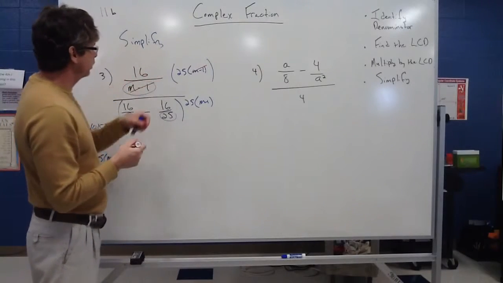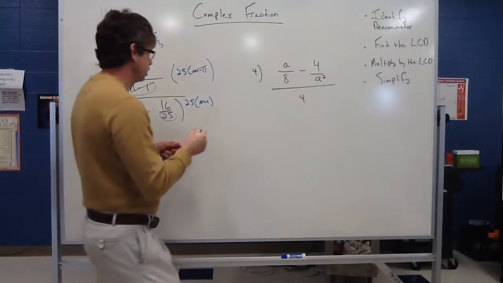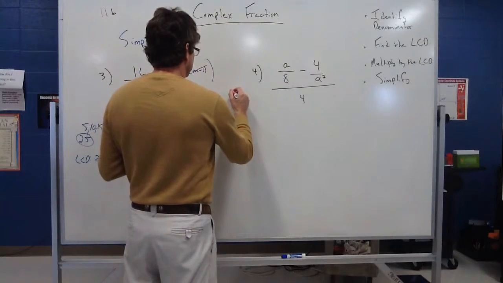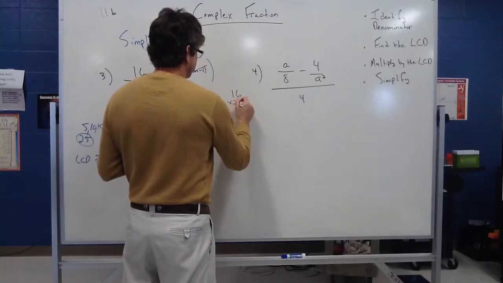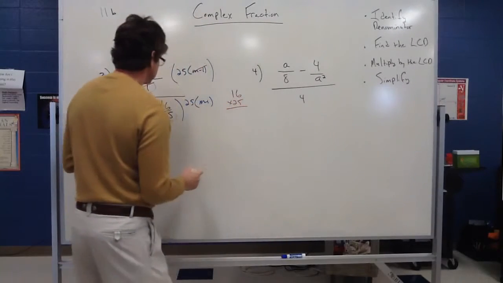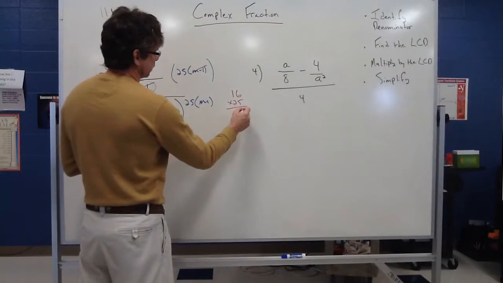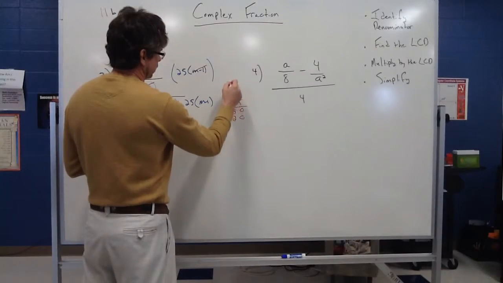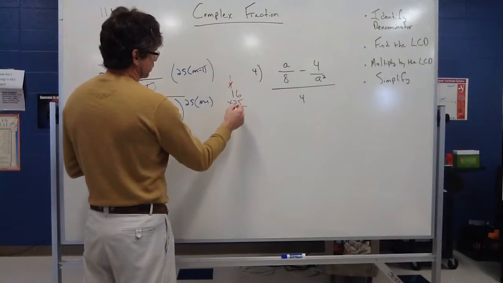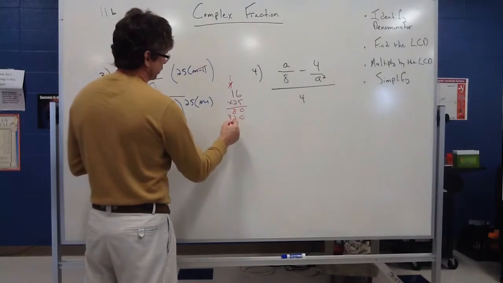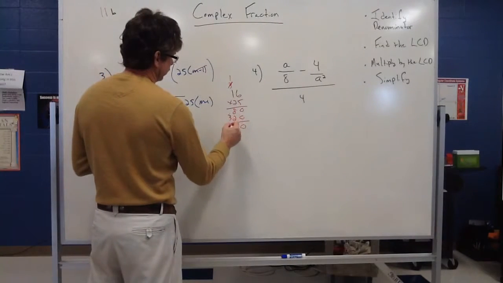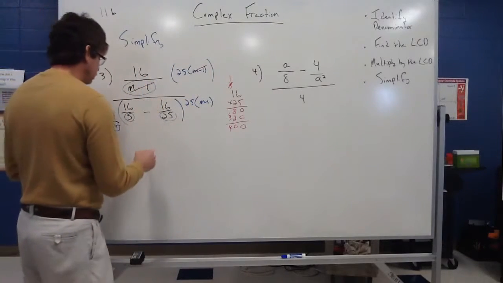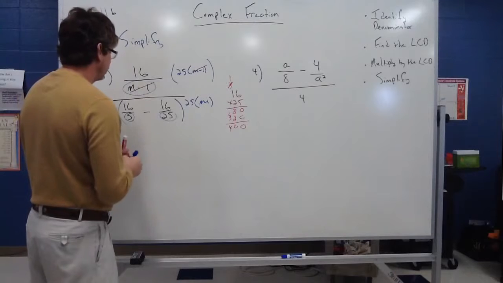So what I'm left with on the top is 16 times 25. So I came off to the side here, 16 times 25. And that's going to give me 80 on the top here. So I got 12, 2, 3. Looks like that's going to be 400. So the numerator actually turns into a 400.